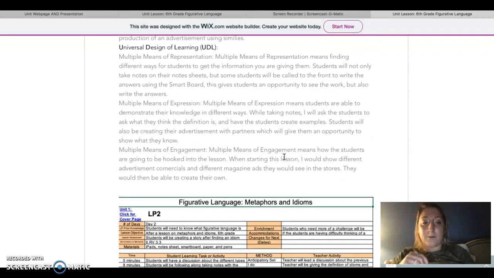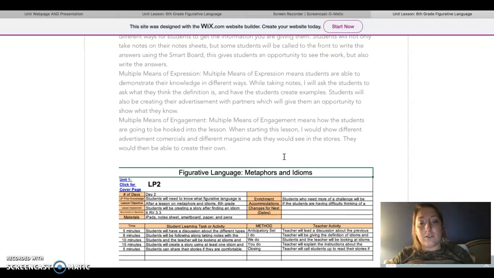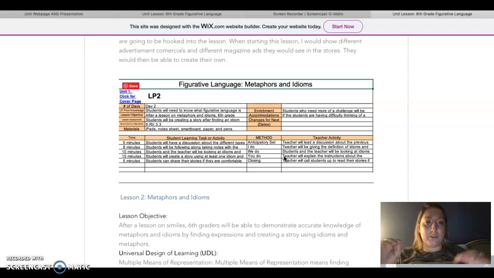And then engagement. At the beginning of the lesson, I would show them different commercials or magazine ads that had similes in them. Even if you turn on the TV now and watch a commercial, you would most likely find some sort of simile in an ad. They are very common, so I thought that would be fun, and then they were able to present this ad to the whole class.